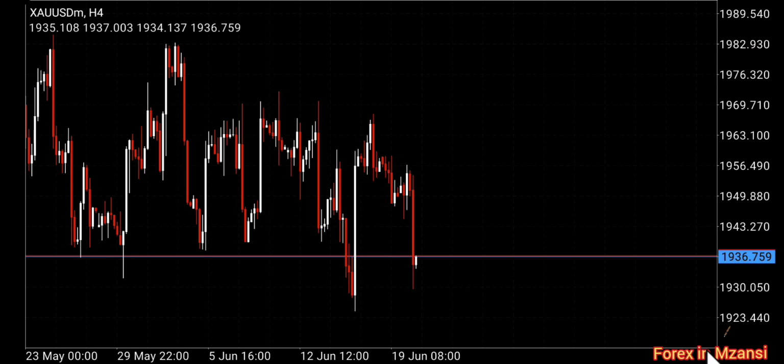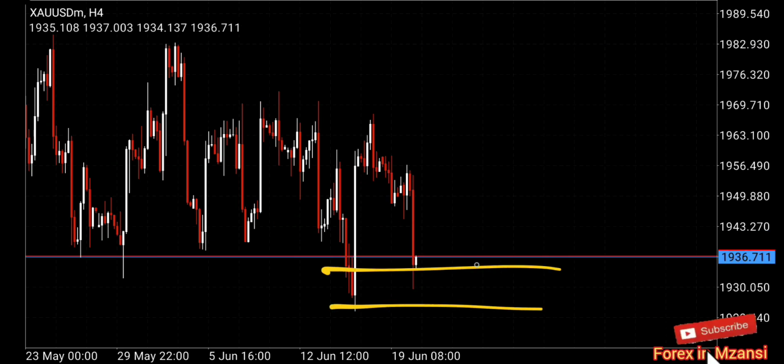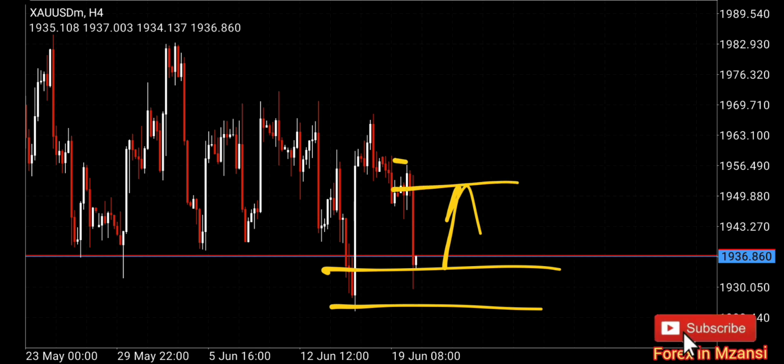But for now, where we are currently, there's a very high chance that we will respect that support because of what it has accomplished. There's a chance that we will respect it and push up until at least this resistance or the bearish trend line. So that's what you can expect from gold in the next couple of hours, days or so, or this week.